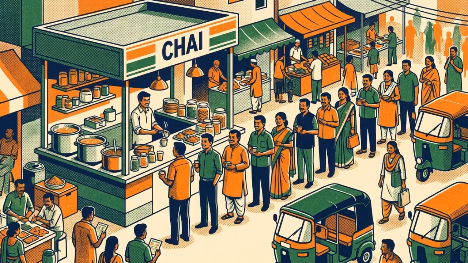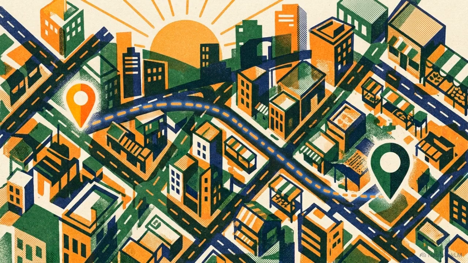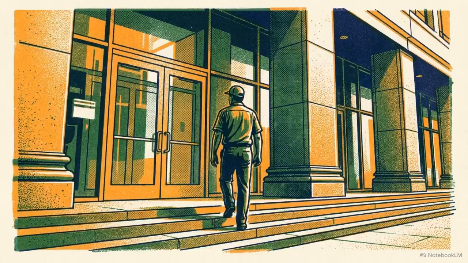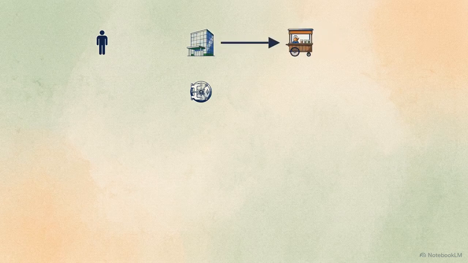Let's expand the scale. Rohan's stall is successful, and he wants to open a second location across the city. To do this, he needs 2 lakh rupees, far more cash than he has in his register. So he goes to a bank for a loan. This flowchart shows how banks handle our cash. When a citizen deposits their savings, the bank doesn't just lock it in a vault. By law, they keep a small fraction in reserve and lend the rest to businesses like Rohan's.